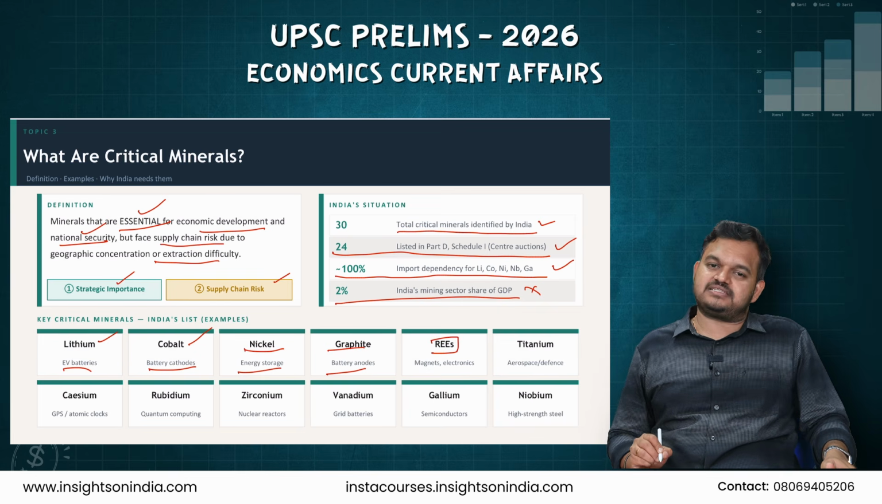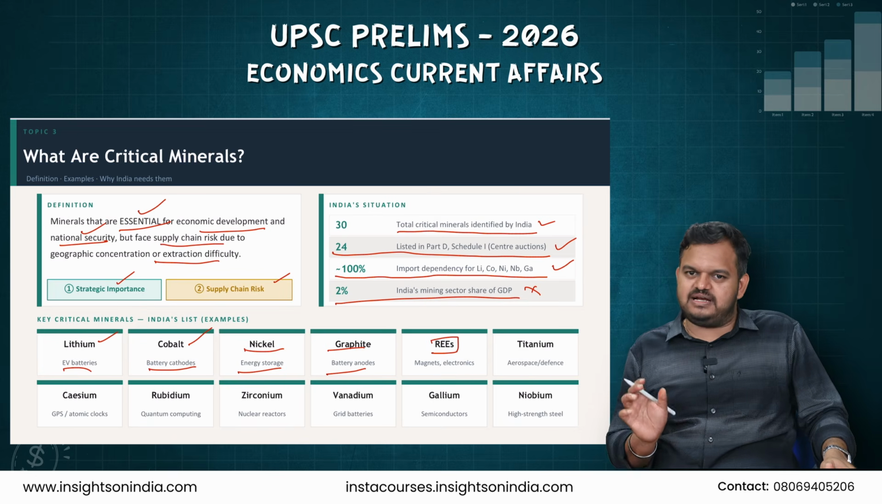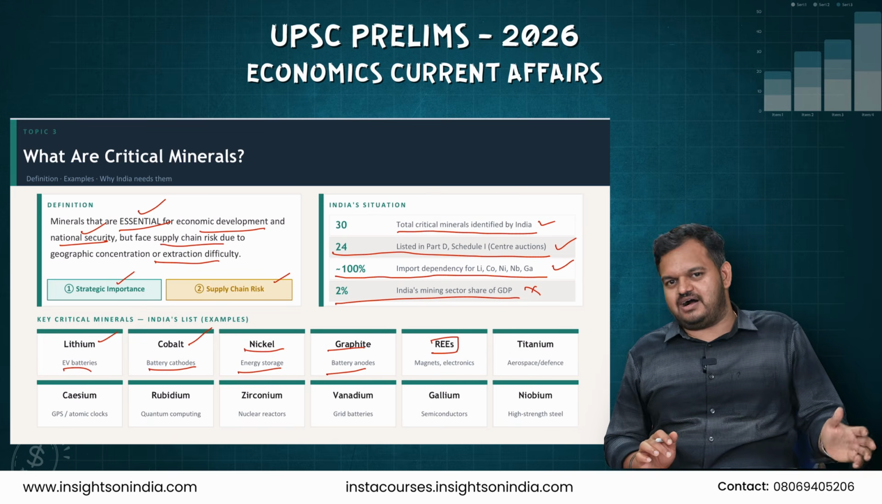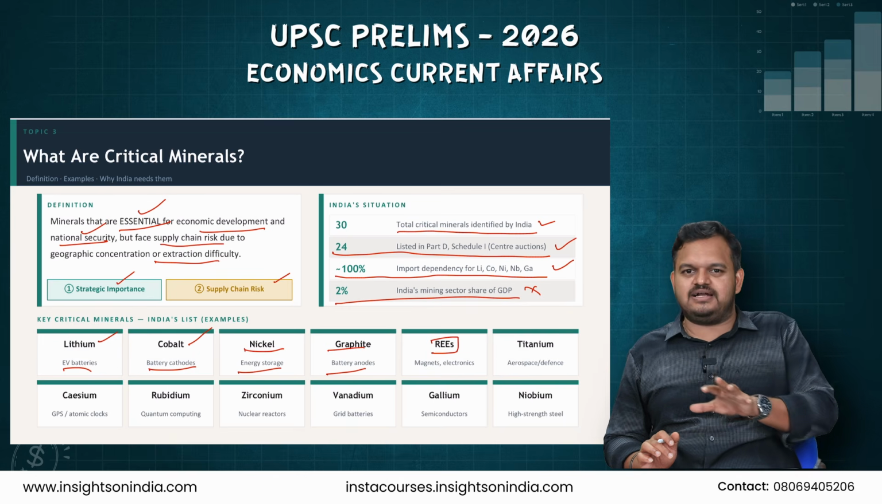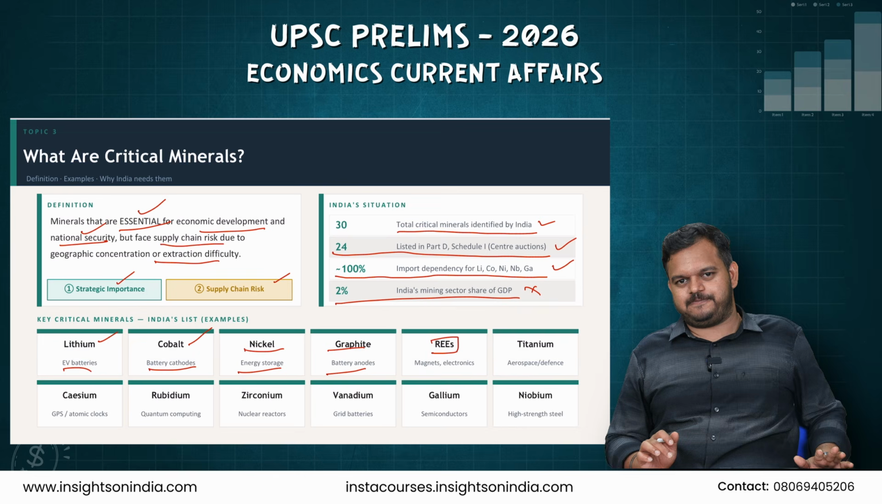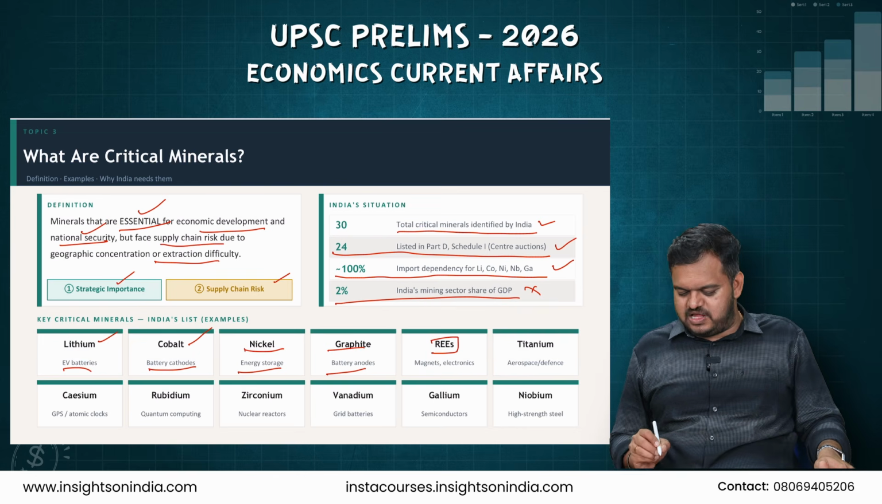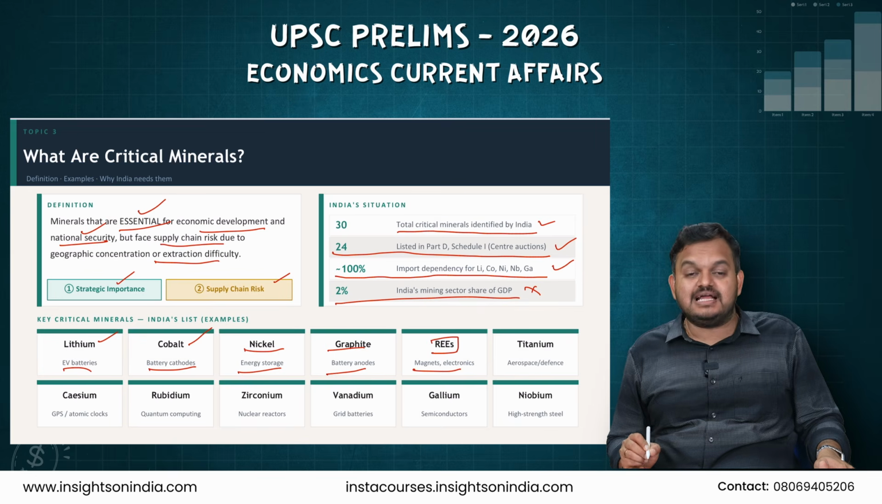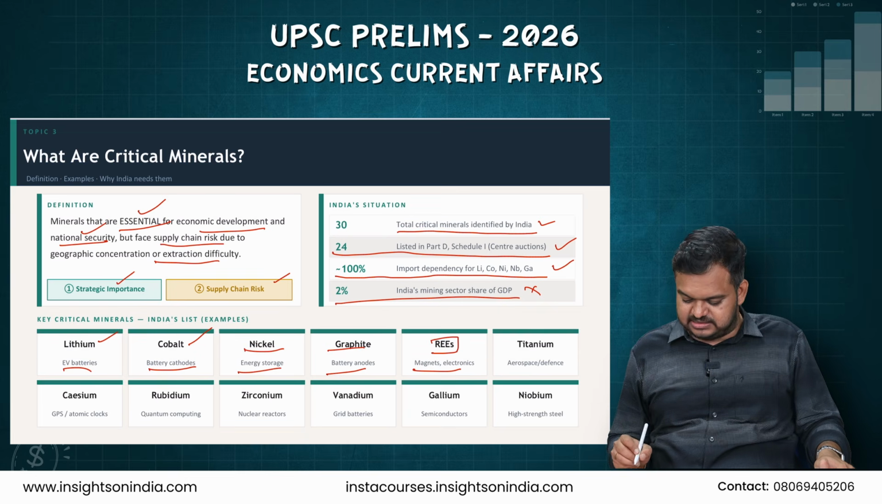Rare earth elements. Rare earth elements are critical elements, but the reverse is not true. Not all critical elements are rare earth elements. Can be your CSAT question. Again, rare earth elements, the major advantage of them is manufacturing permanent magnets.